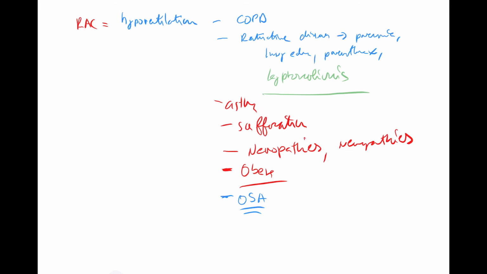Kyphoscoliosis. That means you are bent, like old people, especially scoliosis with kyphosis. Kyphosis means it's exaggerated and you're bent forward, so the chest collapses. Great, thank you. Remember, it's the most common cause of restrictive disease in old patients.